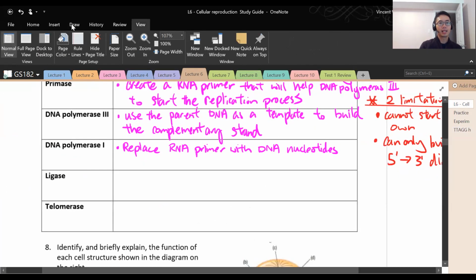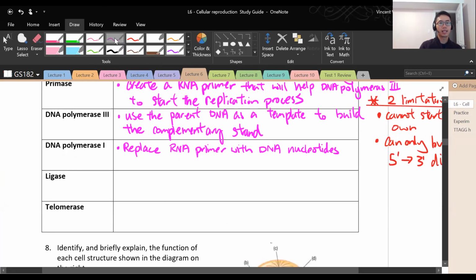Ligase. What are we talking about here? Ligase. So ligase is the enzyme that will connect, right? Like ligate, right? That's what ligation means, to connect together. So connect the Okazaki fragments together.